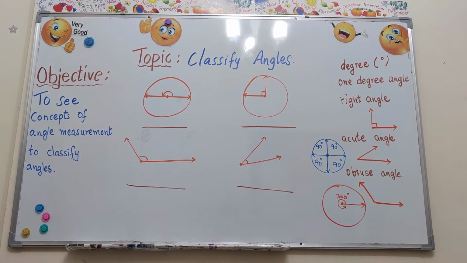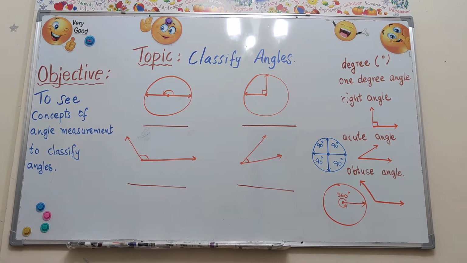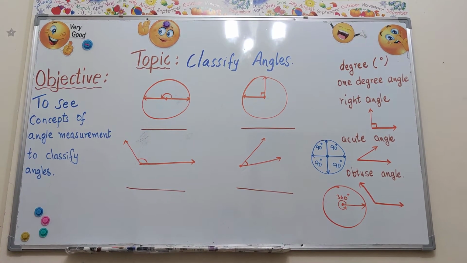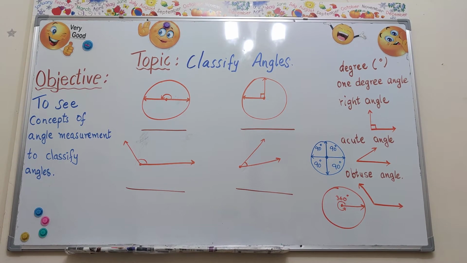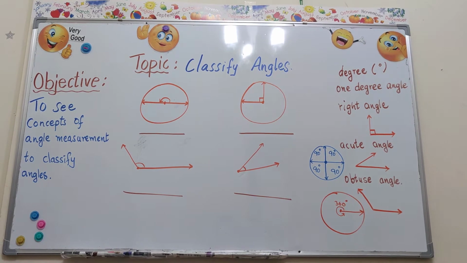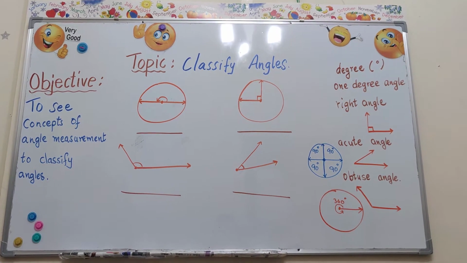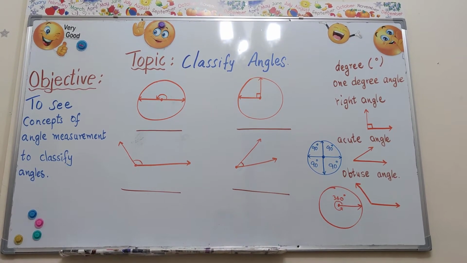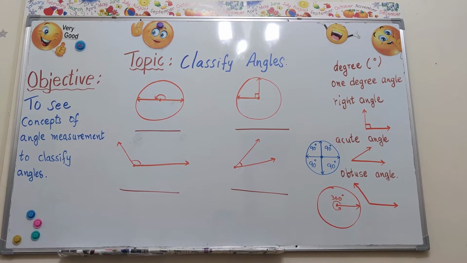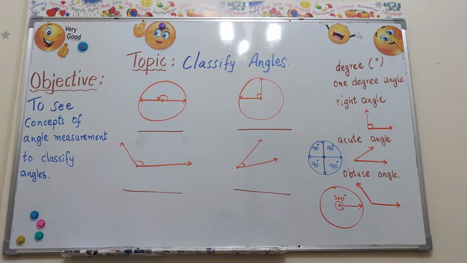Now the first vocabulary that you are going to see is called a degree. What does degree mean? Degree, it is for angles. It can be measured in a more precise way than turns. This is what I told you, that we are going to be more precise than turns. The unit which is used to measure an angle is called a degree.